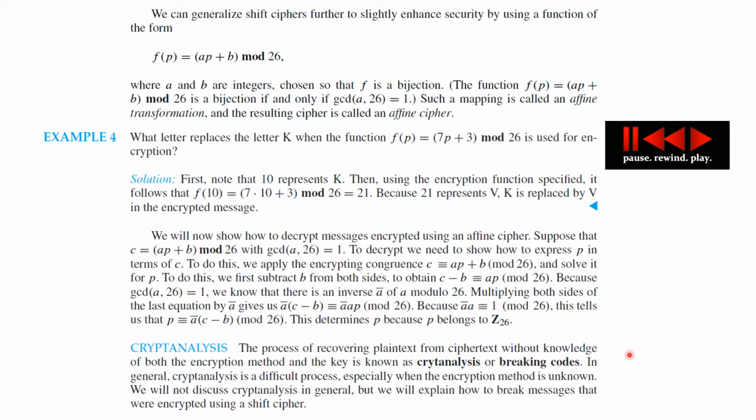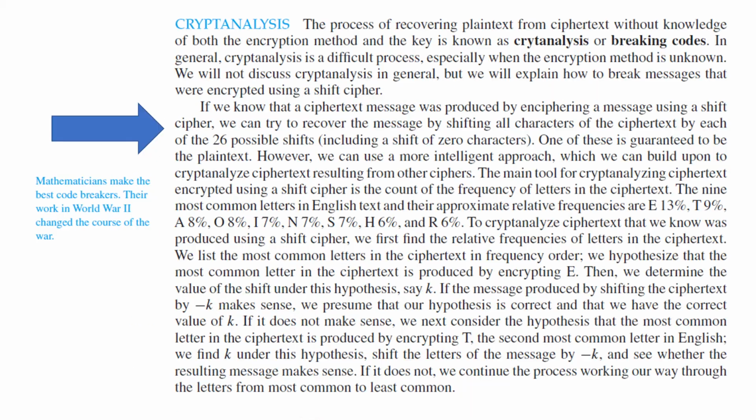The process of recovering plain text from the ciphertext, that's the original message from the encoded message, is known as cryptanalysis or code breaking. And it can be a difficult process, but we'll talk about how to break messages that were encrypted using a shift cipher, but without knowing what the shift is.